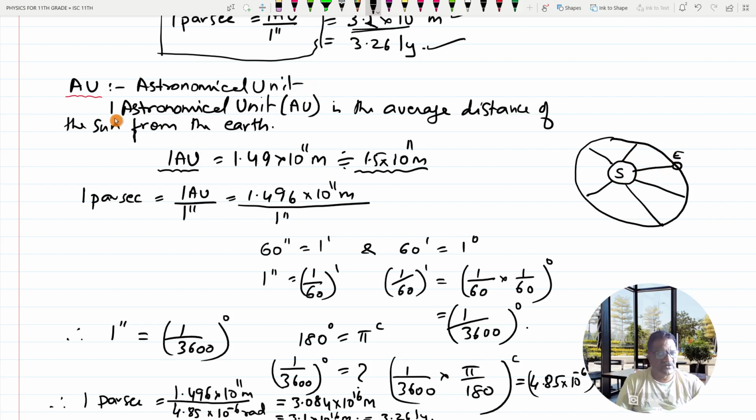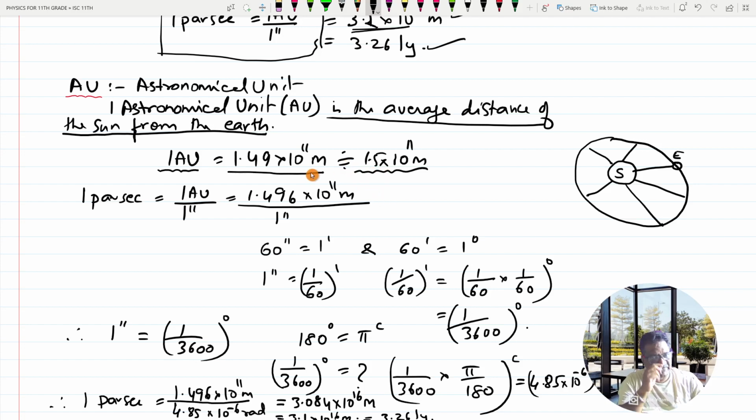So one astronomical unit is what? It is the average distance of the sun from the earth, right? And it has been found out that 1 AU or 1 astronomical unit is equivalent to 1.49 into 10 raised to 11 meters, which approximately can be written as 1.5 into 10 raised to 11 meter. So 1 AU is nothing but 1.5 into 10 raised to 11 meters.